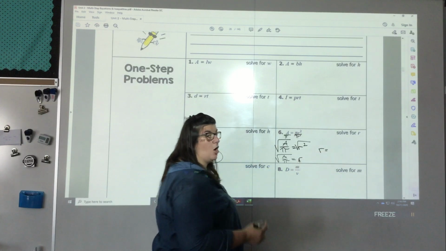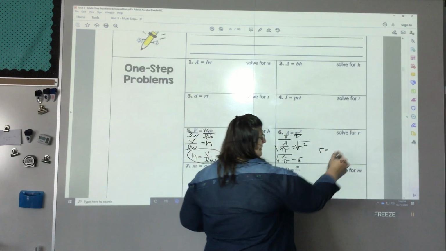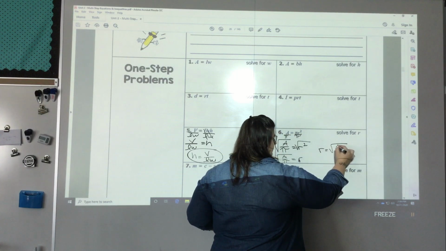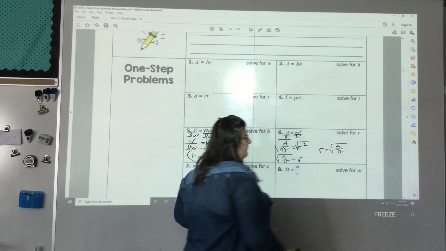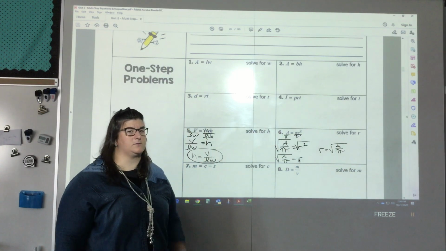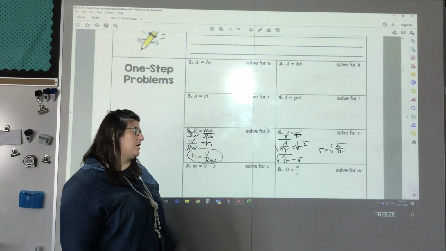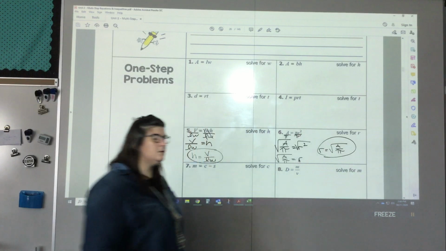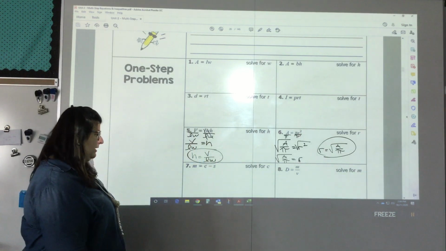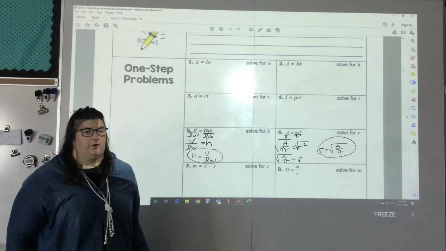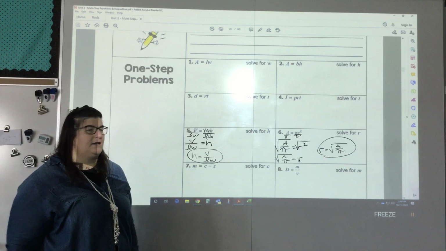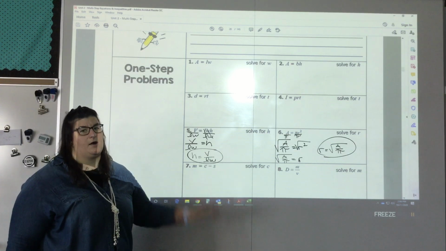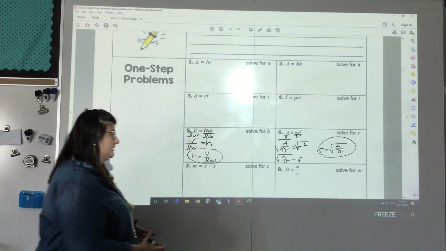If I write that with my r on the left side, the radius, I've got r equals the square root of A over pi. That's my answer. Two more to go on this front side. It's okay if you're feeling a little panicky or a little odd. It takes a lot of practice and a lot of repetition for you to get used to this.